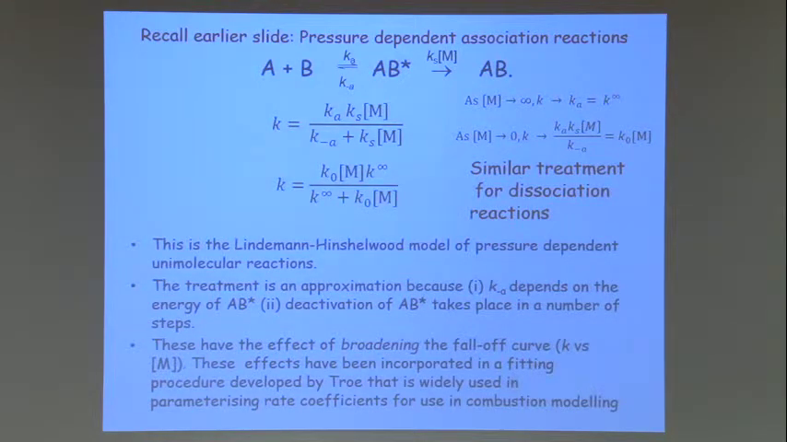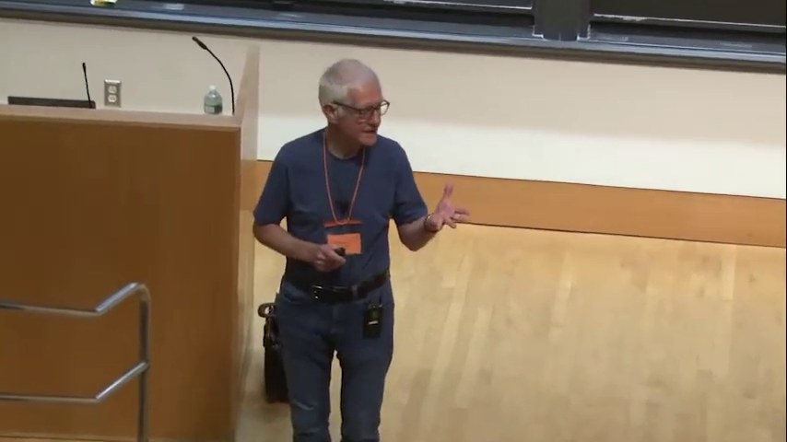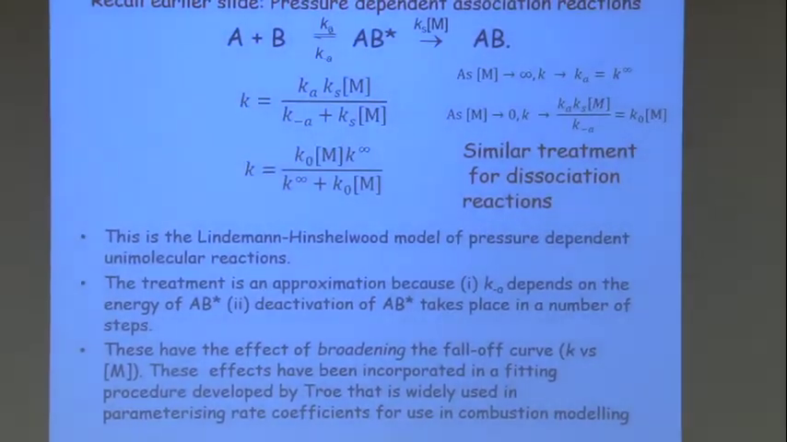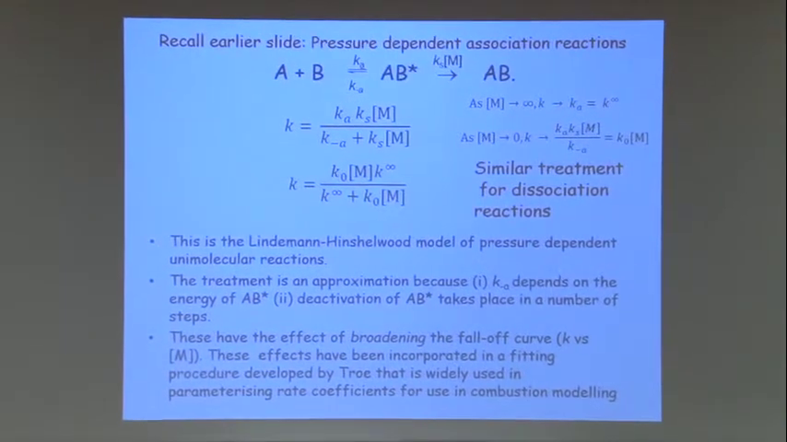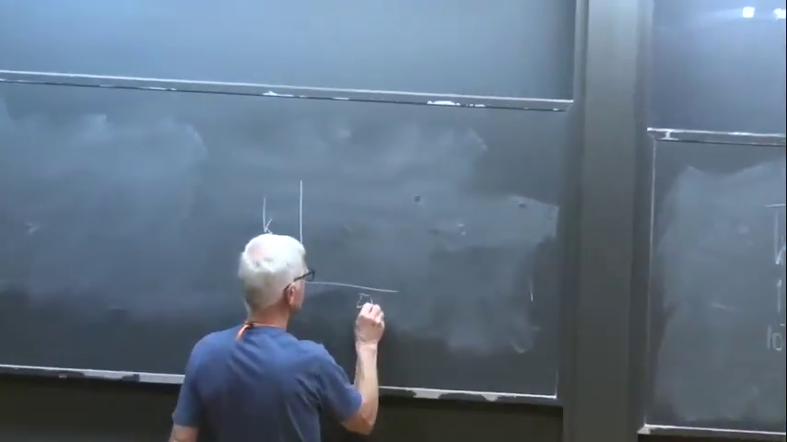The other limitation is that it assumes that deactivation takes place in one simple step. CH4 star collides with a third body and is immediately deactivated all the way down. But that doesn't happen. It happens in steps. And we'll talk about this much more extensively tomorrow. Both of these effects have broadened the fall-off curve. So the fall-off, what I mean by the fall-off curve is those rate constants that we showed, rate constant versus pressure.